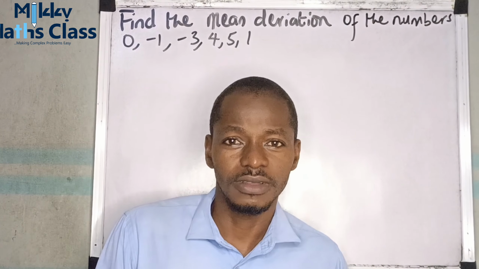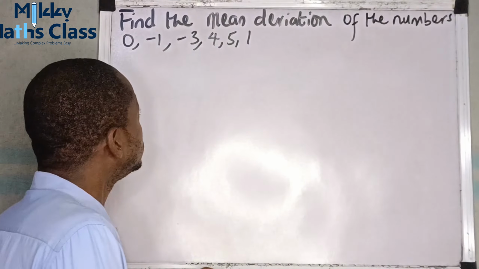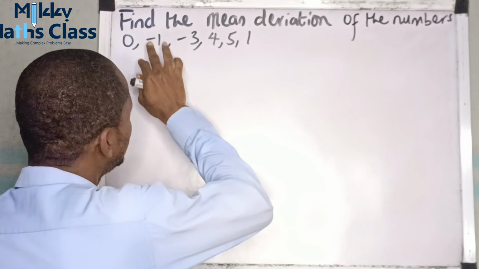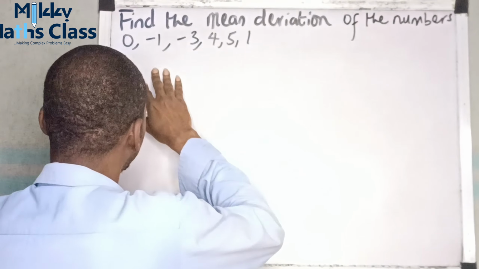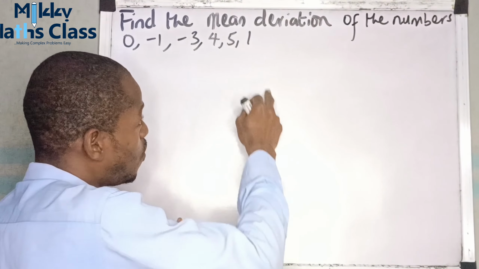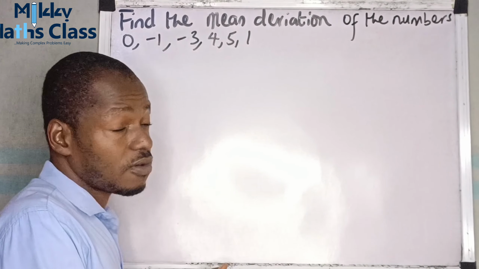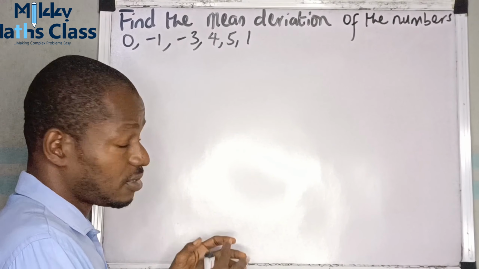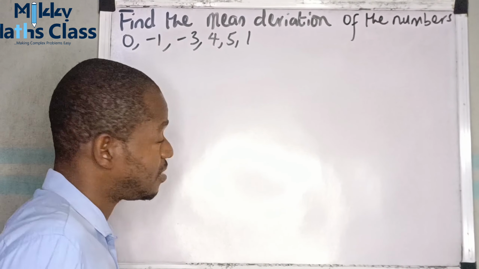We have a question under mean deviation. It says find the mean deviation of the numbers 0, -1, -3, 4, 5, and 1. Mean deviation is a measure of dispersion, and it tells us how spread a data set is.